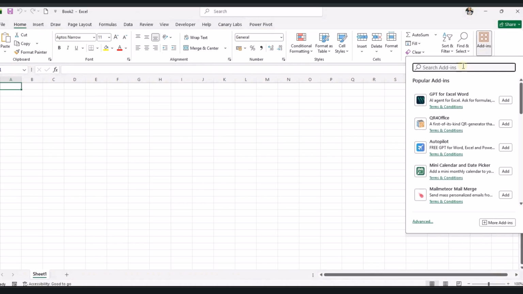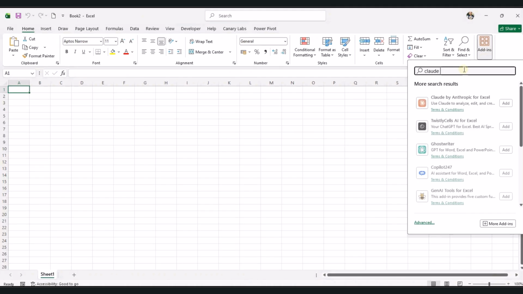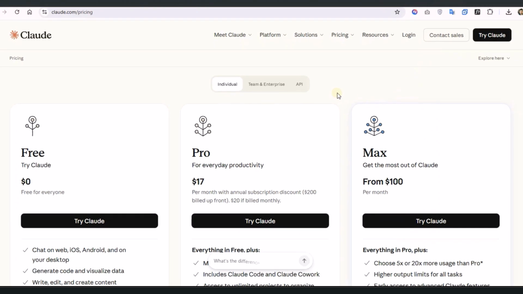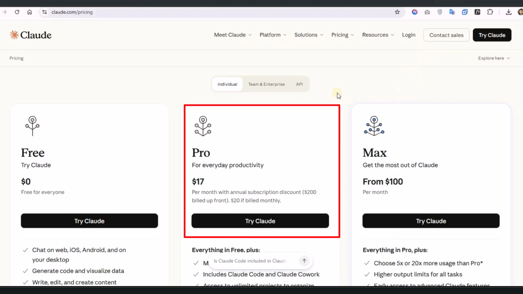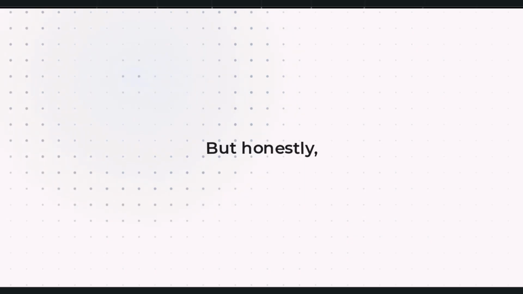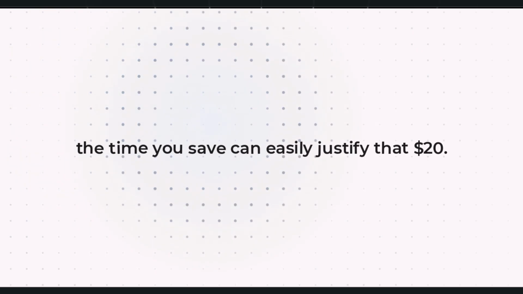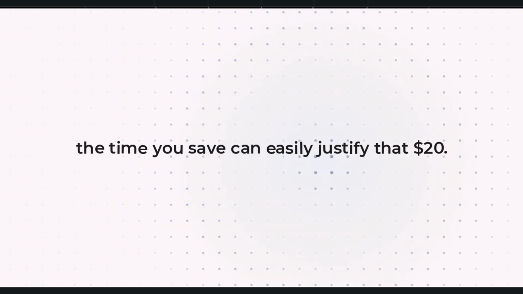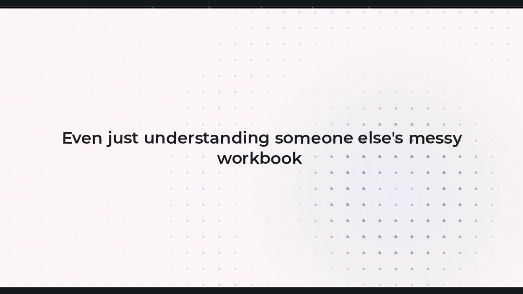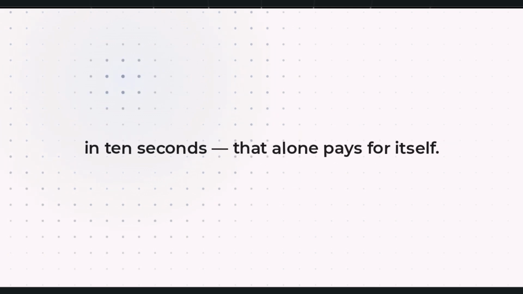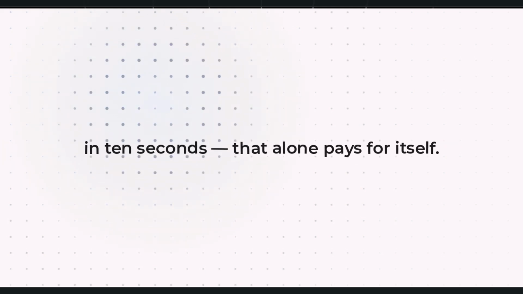Now, one important thing, the Excel add-in is free to install from the Microsoft Marketplace. But to actually use it, you need a paid Claude AI subscription. The cheapest option is Claude AI Pro at $20 a month. But honestly, if you work with spreadsheets regularly, the time you save can easily justify the $20. Even just understanding someone else's messy workbook in 10 seconds, that alone pays for itself.